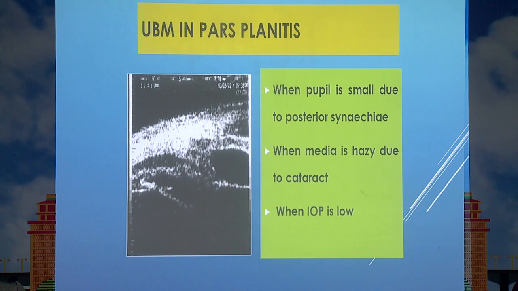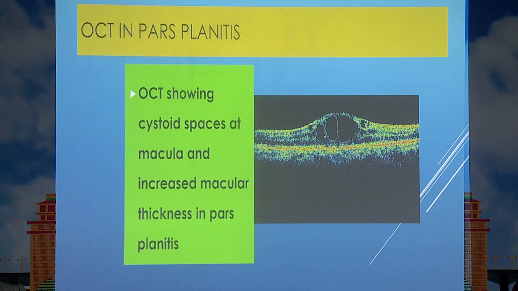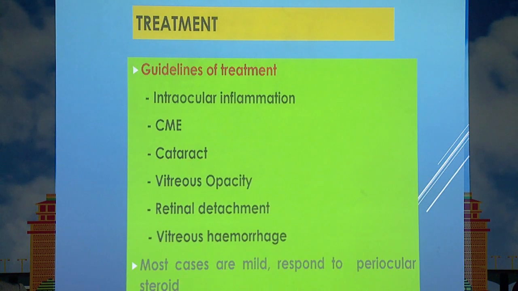UBM in pars planitis we do when the pupil is small due to posterior synechiae and you are not able to see properly, and when the media is hazy due to cataract. Particularly, we need to check this out when the IOP is low. OCT again shows the macular edema. It shows cystoid spaces in the macula and increased macular thickness in pars planitis situations.